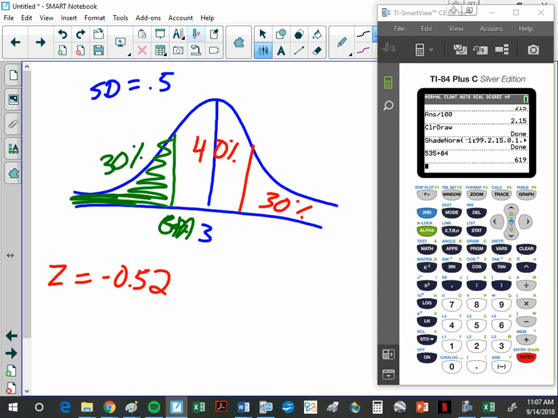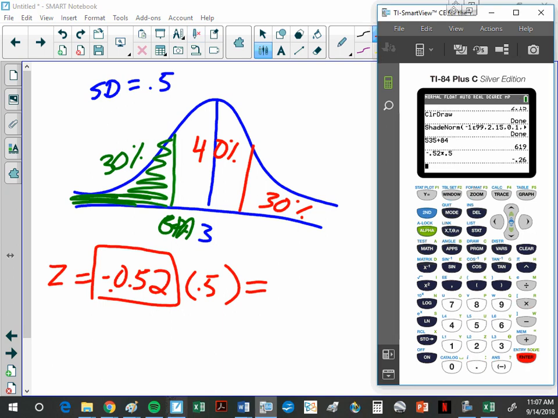All right. Now, what does this tell me? The 30th percentile is 0.52 SDs less than average. But I don't want to know how many SDs. I want to know their GPA. Multiply by the SD, and that will convert my SD into GPA. Well, GPA points, I guess. So negative 0.52 times 0.5 is negative 0.26. What does that tell me? That's how far below the average GPA we are. So I take 3 and I subtract 0.26, and I get 2.74.